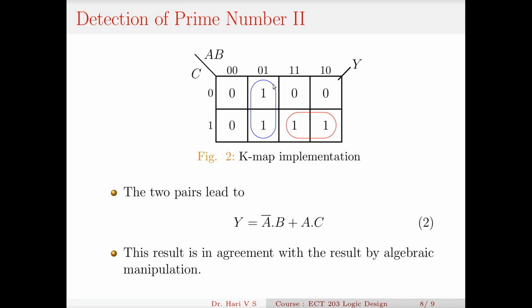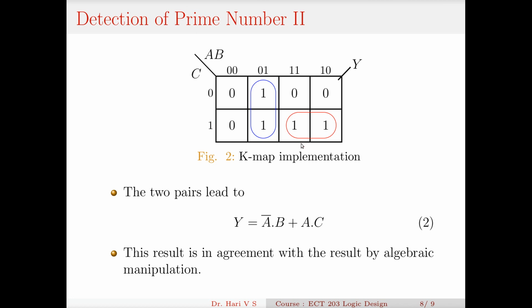If I look at this, let me focus on this blue oval. You can see that it spans over 2 columns, and both are changing. There's only one variable that changes from 0 to 1, so I ignore that variable. This happens in one column alone, so this 0, 1 is taken as such, which is A bar B. It is spanning over only one column and 2 rows. In these 2 rows, C is changing, so I ignore that C. What remains is A bar B, so Y equals A bar B, that is one term.